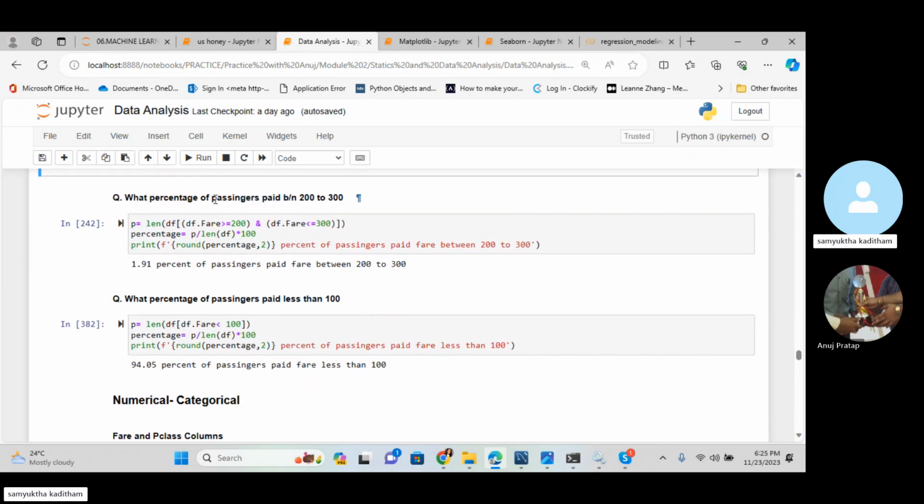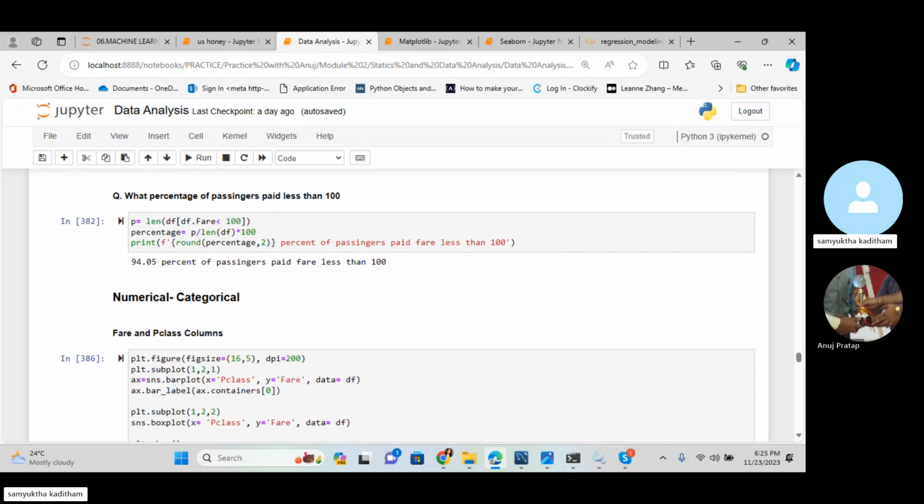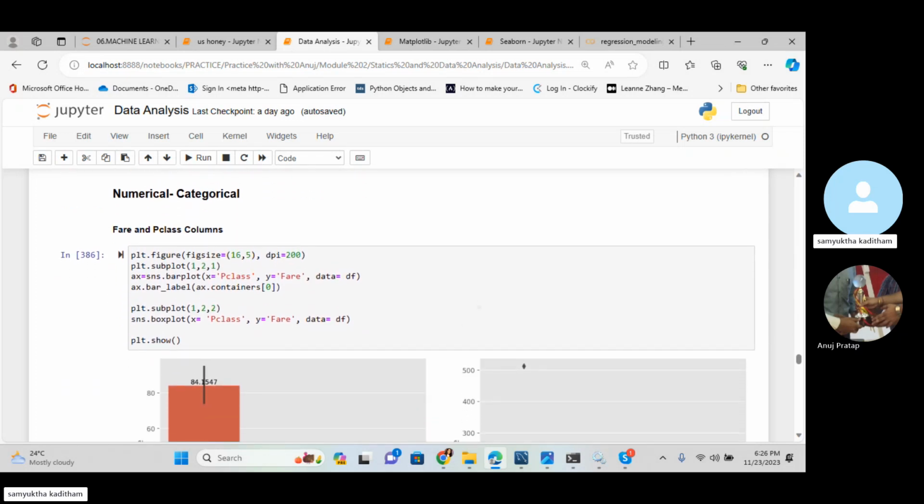Then what percentage of people paid between 200 and 300? There are two conditions. Before also we used something like that, the same conditional concept. So 1.91% of people paid between 200 and 300. We took it in percentage. Then what percentage of people paid less than 100? 94.05% of people paid a fare less than 100. There are more people who paid less than 100. So that was the fare column.